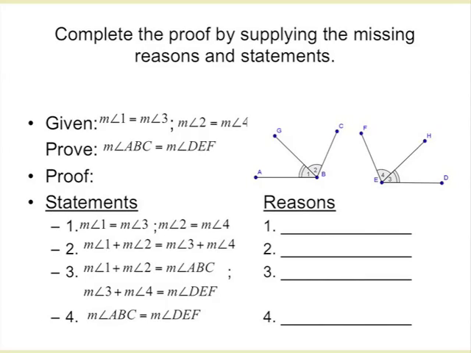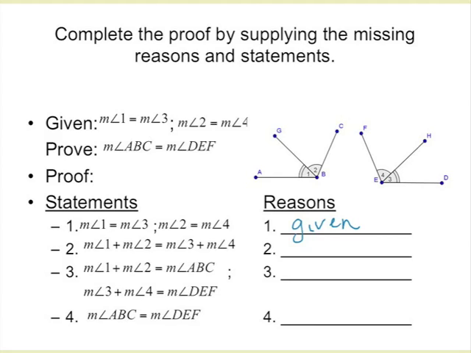So usually, almost always, the first reason is going to be given, and it's a really good idea to verify that. So when I look at what it says in that first line, I want to make sure that that actually is the given up in the original problem. So angle 1 equals angle 3, angle 2 equals angle 4. That is what the given says. So that first reason is given.